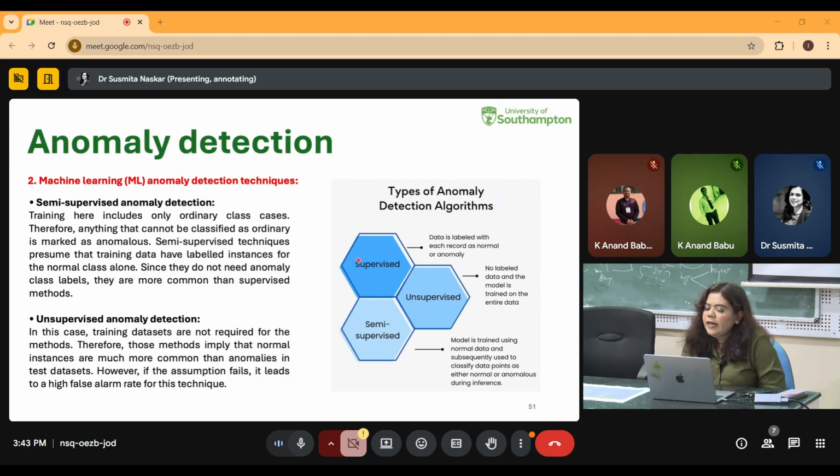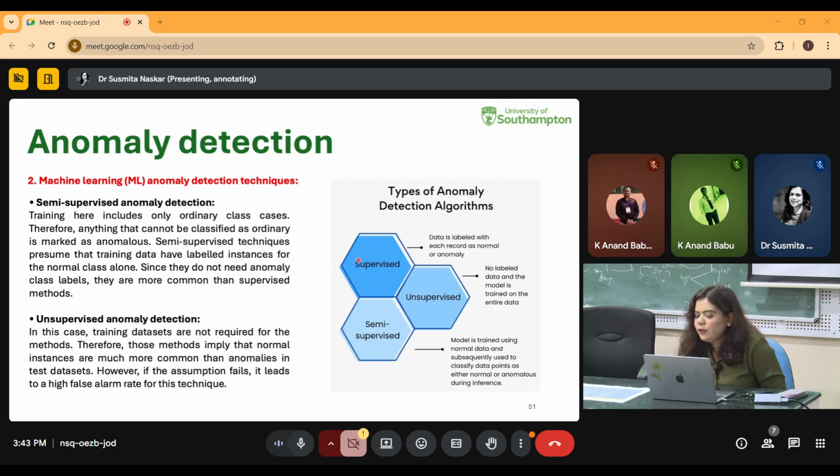And here no training data set is required. The model looks at the entire data set without labels, right? Without any kind of labeling, and assuming that the normal instances are much more common than anomalies. That is the kind of assumption we make in unsupervised learning. So it tries to group the data based on similarity, and then identifies the data points that do not fit as anomalies, right?